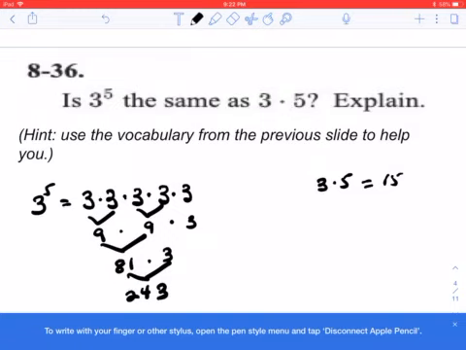Definitely not. Here you have 3 being raised to the 5th power, so it's being used as a factor 5 different times. Whereas 3 times 5 is like saying you've got 5 groups of 3. That would be like 3 plus 3 plus 3 plus 3 plus 3. That's what 3 times 5 means.